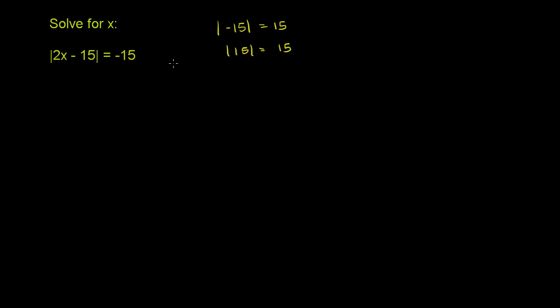The smallest distance you can be away from 0 is 0, and that's when you're at 0. So the absolute value of 0 is 0. That's the smallest possible value that you can get when you take the absolute value of anything. So there's no way, no matter what we put in here, that if we take the absolute value, we could get a negative number. So this right here has no solution. No solution.